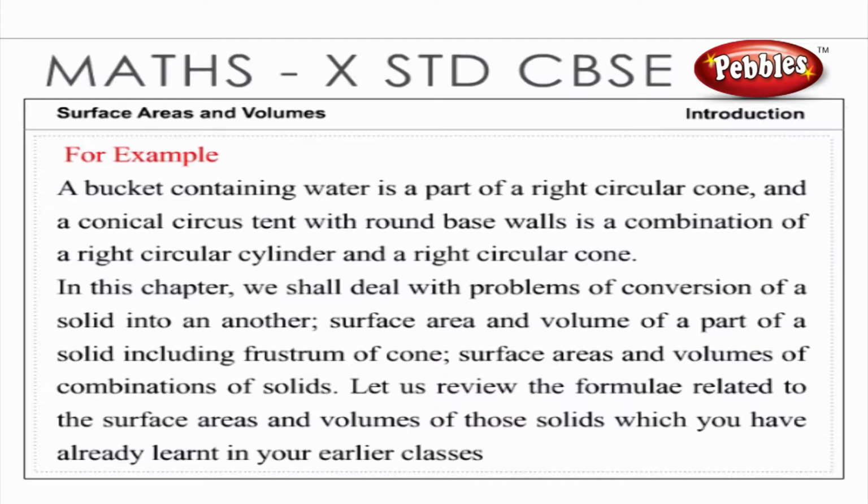In this chapter, we shall deal with problems of conversion of a solid into another, surface area and volume of a part of a solid, including frustum of cone, surface areas and volumes of combinations of solids. Let us review the formulae related to the surface areas and volumes of those solids which you have already learnt in your earlier classes.